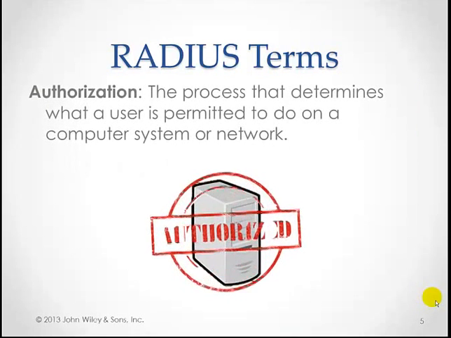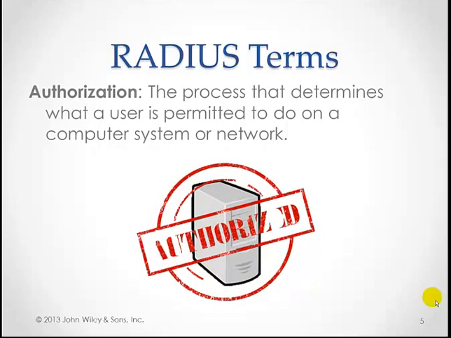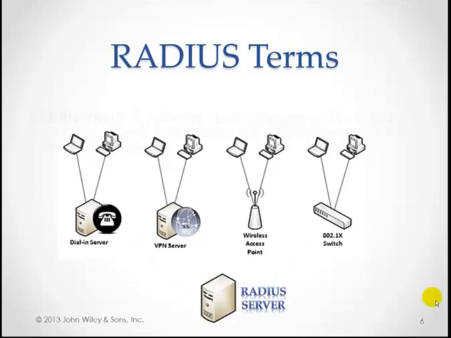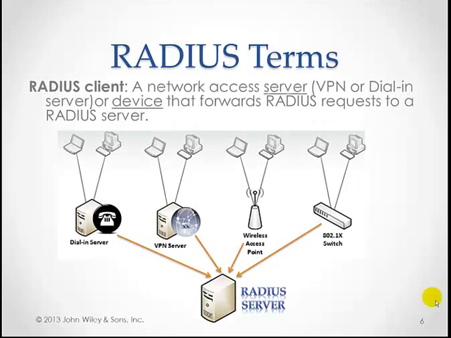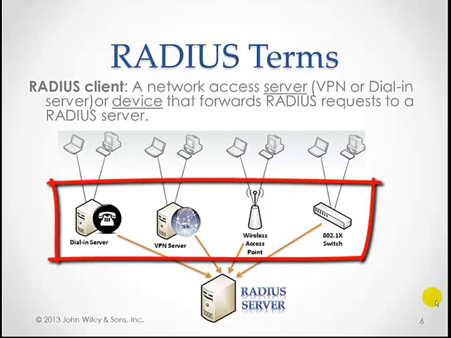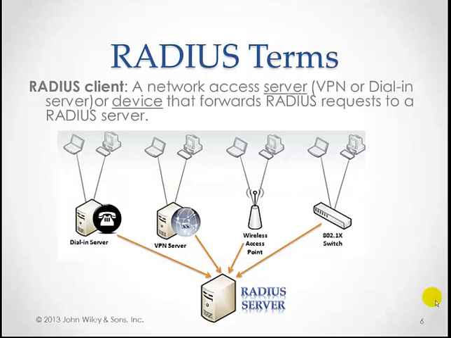So let's talk about the authorization for a moment. That is the process that determines what a user is permitted to do on a computer system or network. Again, it's the process that determines what a user is permitted or allowed to do on any given system or network. So it's giving authority. Now, the RADIUS client, that is a network access server. In this case, it could be a VPN or a dial-in server, or it's a network access device, such as a wireless access point. It is going to forward a RADIUS request to a RADIUS server. So it's this intermediate layer.